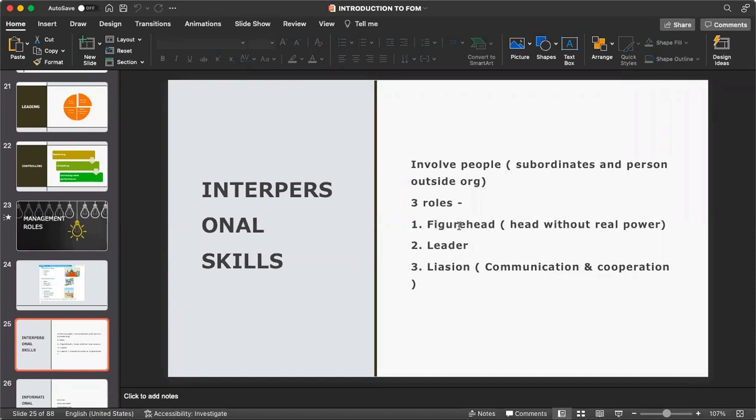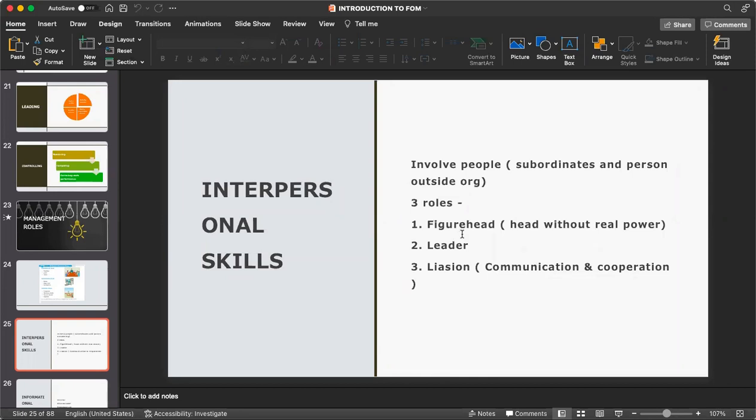Figurehead, in simple language, you can say, is a head without real power. Take a very basic example from your own family, because in a lot of families in India, the eldest person is the head of the family. But does he or she possess the power to take decisions? If not, he is considered a figurehead.